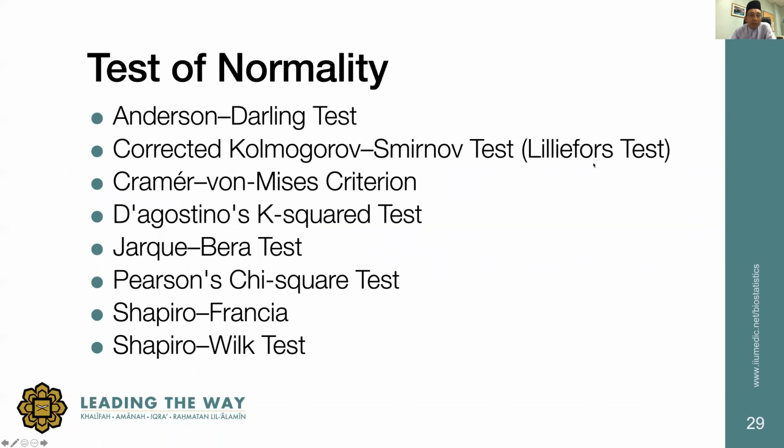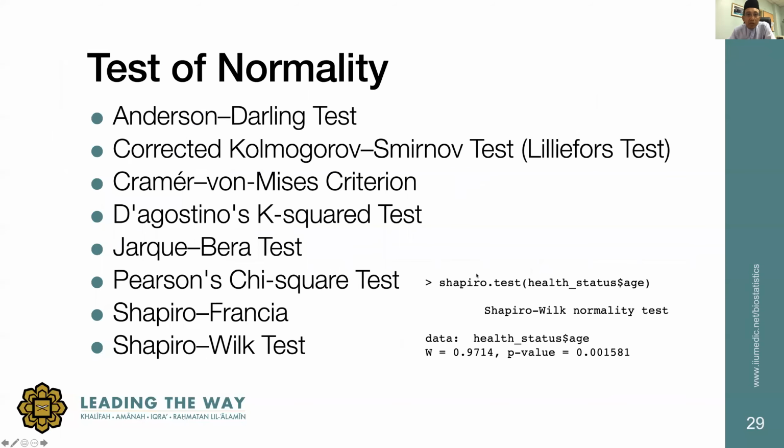Number two is about tests of normality. There are many tests. With regard to R, you can do the Shapiro test. You will get the statistic, and it will tell you whether it is significant or not. If significant, it means that it is not normally distributed. Again, Dr. Adil will teach you about the two methods.